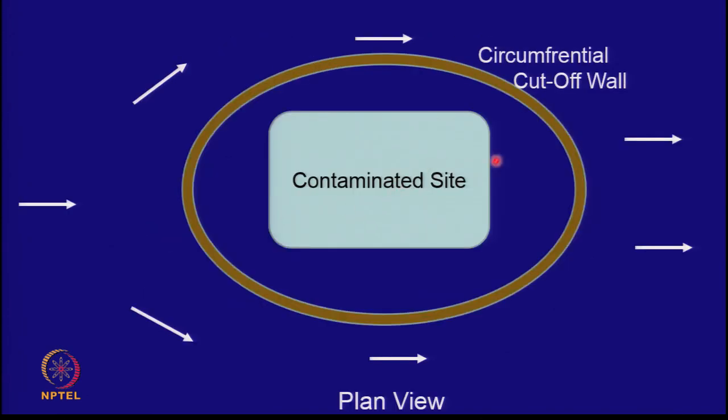So let us say this is the contaminated site in plan. The philosophy is, can I put an impervious wall around it so that the water can bypass it? I have my groundwater flow in this direction. Can I get the groundwater to bypass the wall? So this is the contaminated site, and this is a circumferential cut-off wall. Assume it to be made of low permeability material.